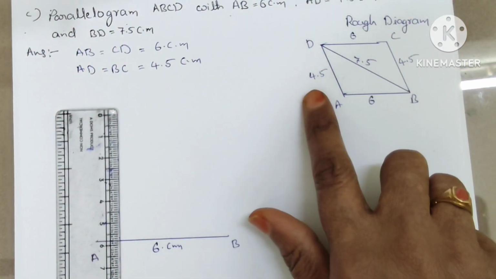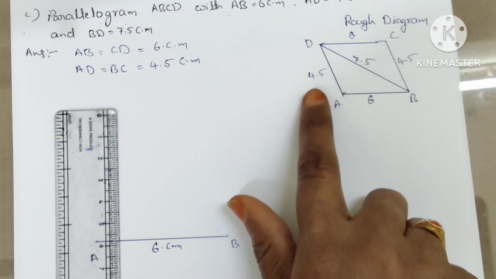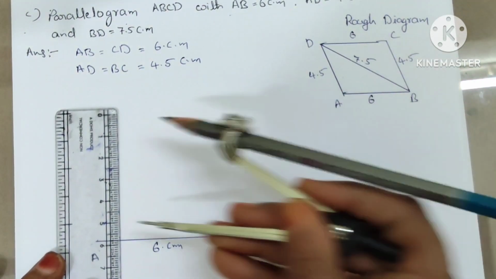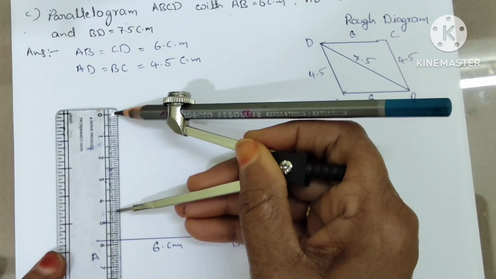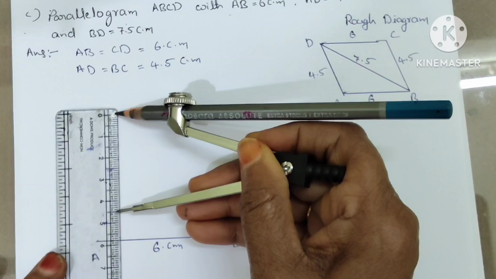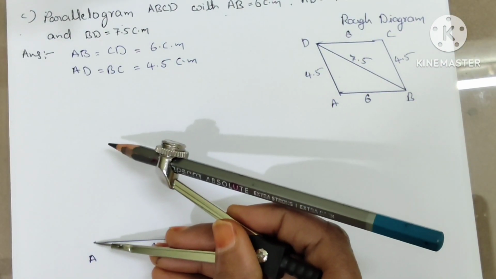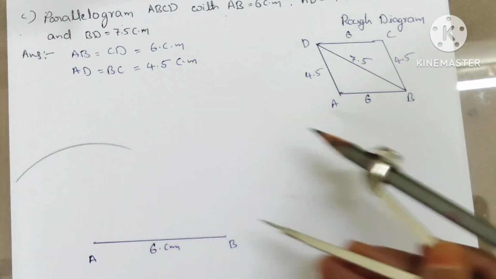Now next, AD is 4.5 centimeters. Here the BD diagonal is given, so that's why we first draw the AD line. First AD 4.5. So pointer and scale, here exact 4.5 centimeters. Point and pencil, 4.5 centimeters. Now based on B, draw the line segment.